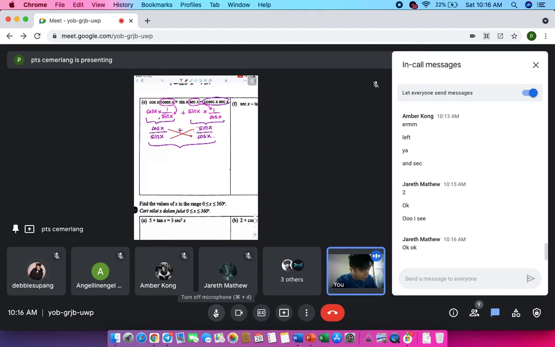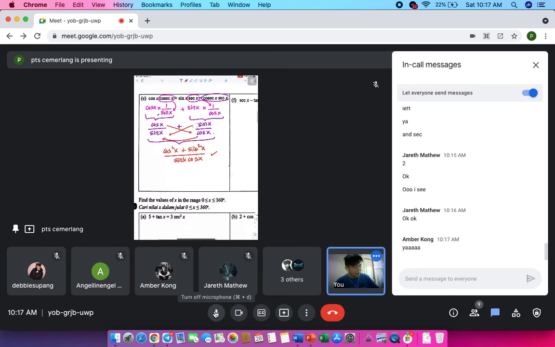Darab silang. Macam tadi ya, darab silang. So apa jadi? Atas darab atas. Cos darab cos jadi apa? Cos kuasa 2x. Lepas tu plus. Lepas tu bahagi. Okay. Amber, have you done up to the part? Is that okay?